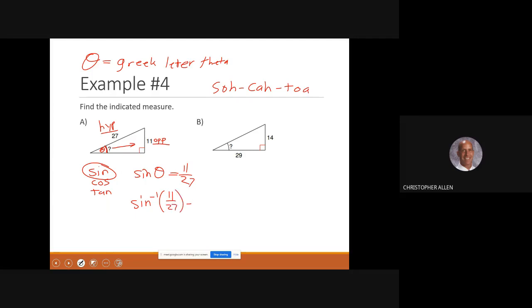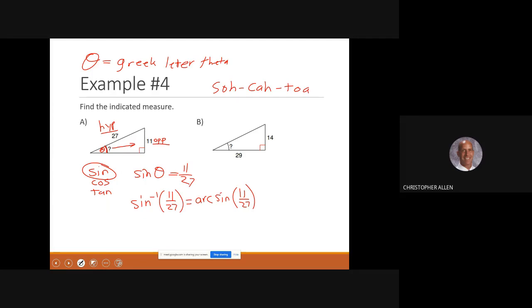11/27. By the way, some books, some calculators will have it written this way. These mean exactly the same thing. Your calculator, if you have one like mine, you see the sine button right above it? You see where it says sine to the -1? To get to that, you have to hit second sine.